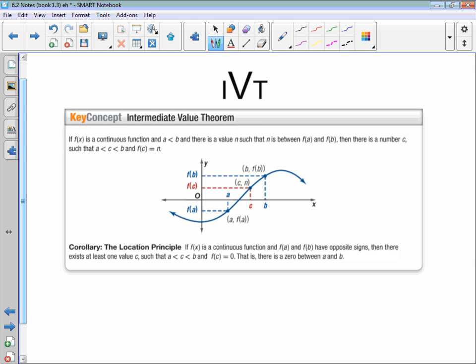And guys, go ahead and jot down the corollary too. Yeah, I would draw the picture too, and then again I'll explain what it means.